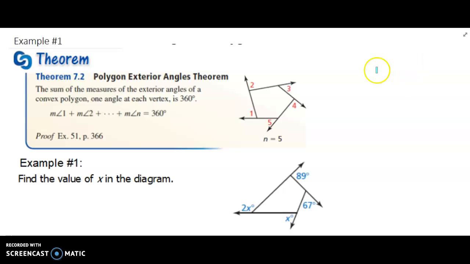The cool thing about exterior angles is that they always equal 360. It doesn't matter how many sides or angles they have, exterior angles always equal 360.